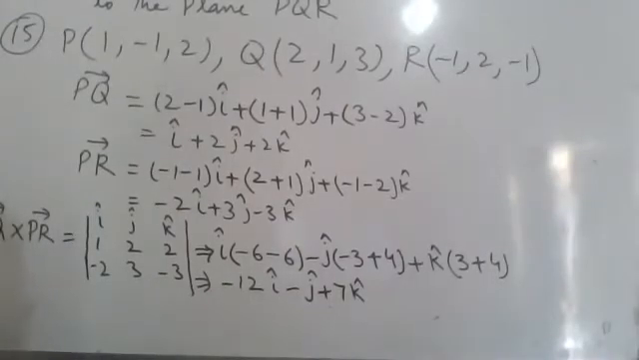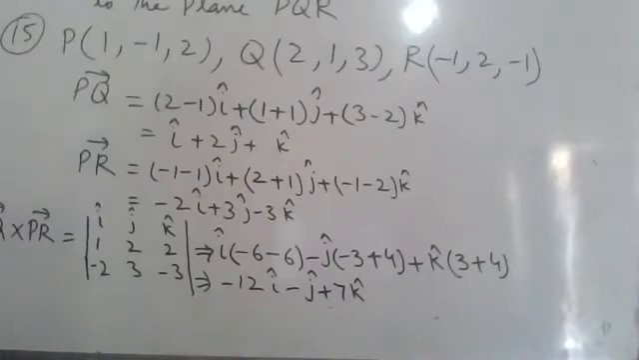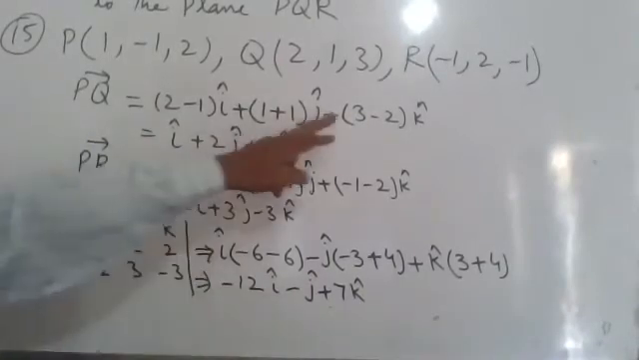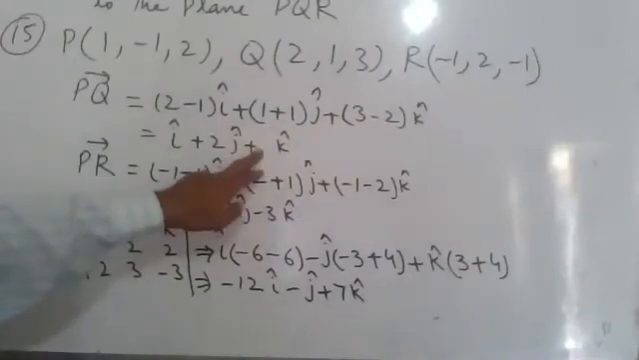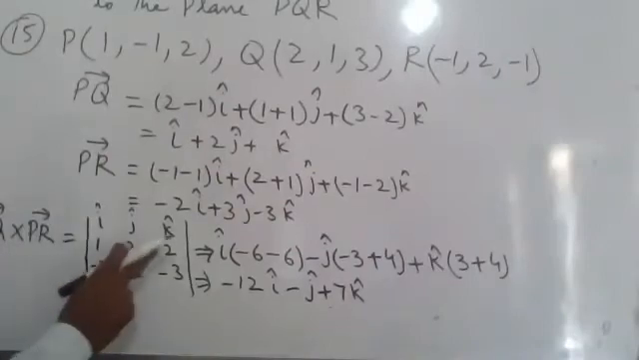Yes, Abdul Mois. Sir, in PQ the value of k is not 2, it is 1. Correct it, otherwise your determinant will come out wrong. The k value in PQ, yes, you are right. 3 minus 2 will be 1. Very good, Abdul Mois. So k in PQ is 1.